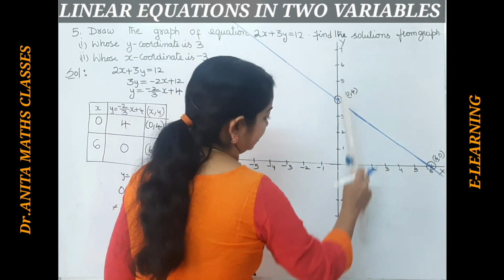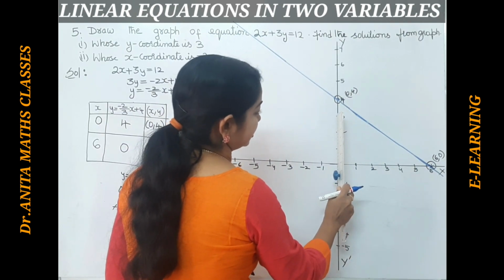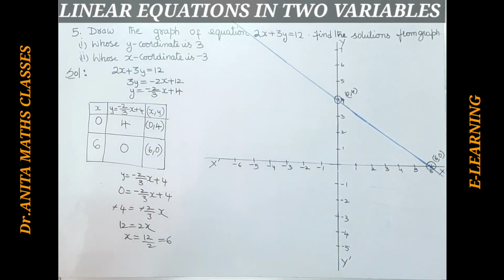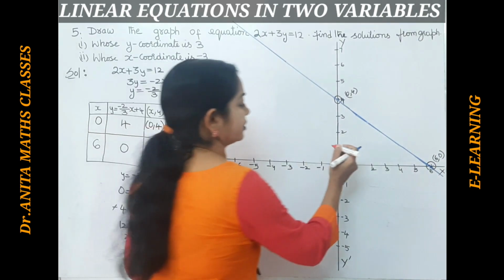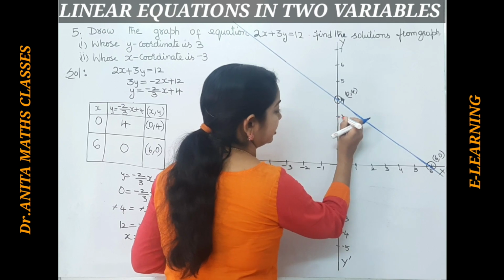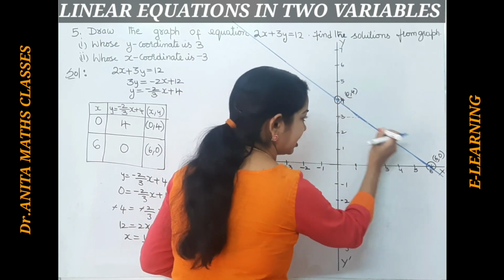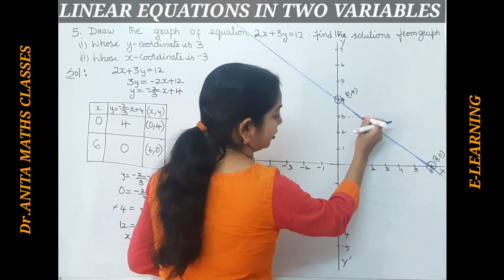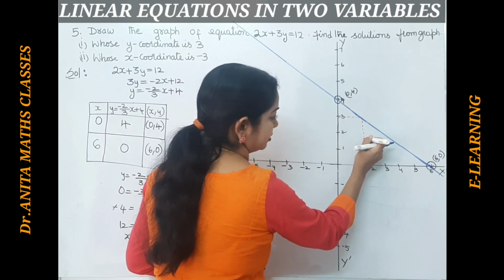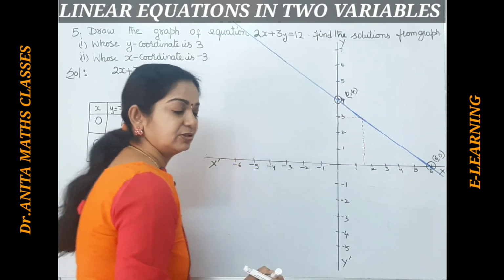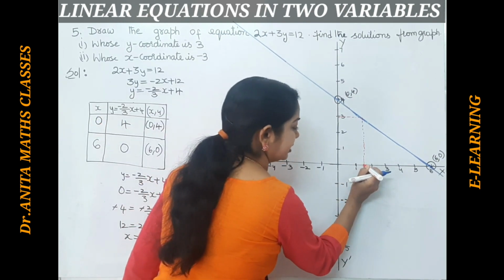So let me see y. So y is 3 here. When y is 3, we have to find x. So what we will do: from y equal to 3, draw a dotted line so that it touches the graph at some point. From that point, drop a line like this. Okay. So this point is the x coordinate.